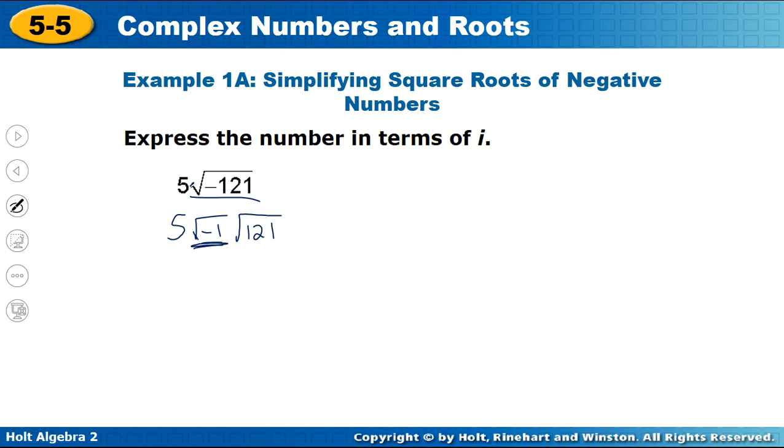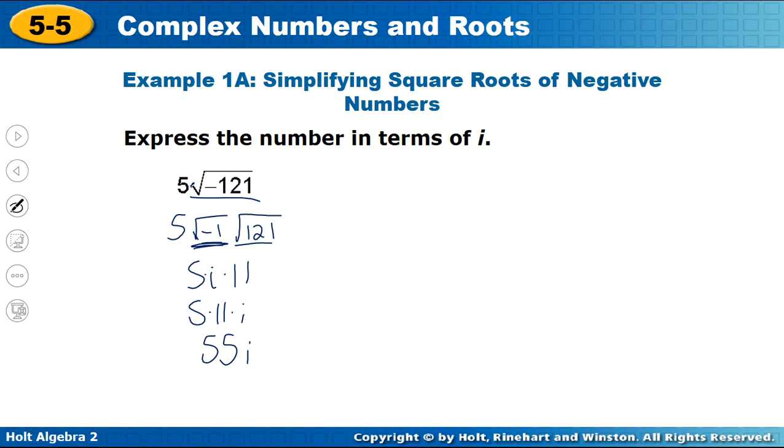Of course, remember this, we identify the square root of negative 1 as i. So this is 5 times i, and then times the square root of 121. The square root of 121 is 11. So I have 5 times i times 11. I can multiply my numbers together, right? This is the same as just 5 times 11 times i, which would be 55, right? 5 times 11 is 55.